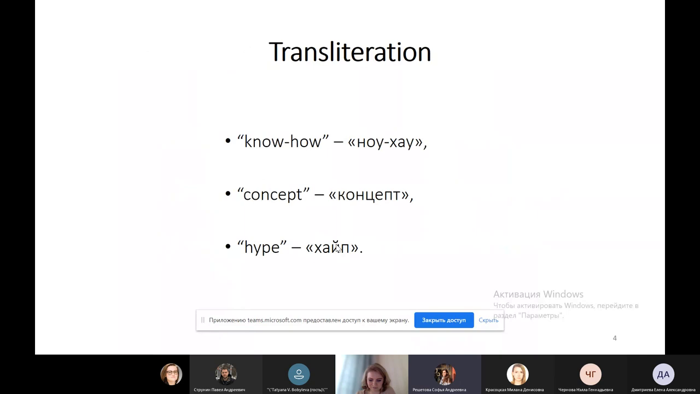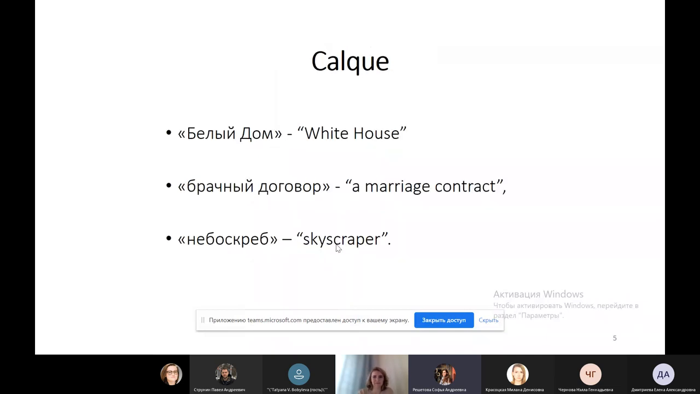I would like to speak about methods of translation of non-equivalent vocabulary. First of all, we can recognize transliteration. Transliteration is the process of transferring a word from the alphabet of one language to another. Transliteration helps people pronounce words and names in a foreign language. Examples of translation based on transliteration are words such as concept, hype, pentagon, know-how, and many others. Often translators resort to transliteration in order to translate geographical names, proper nouns, names of hotels, cafes, companies, and so on.